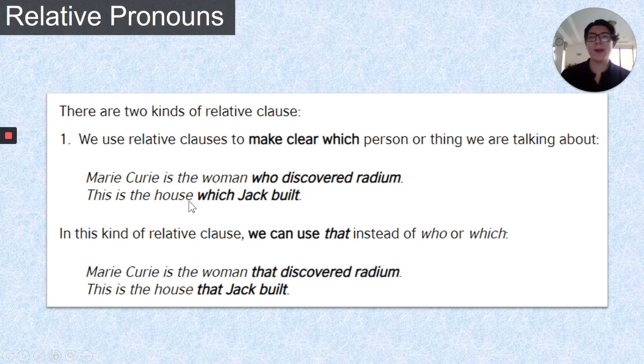This is the mouse which Jack built. In this kind of relative clause, we can use that instead of who or which. Remember, that can be used in many other circumstances, not only for things, but also for people, animals, etc. Here we have the same examples. Marie Curie is the woman that discovered radium, and this is the house that Jack built. Let's go with the next one.